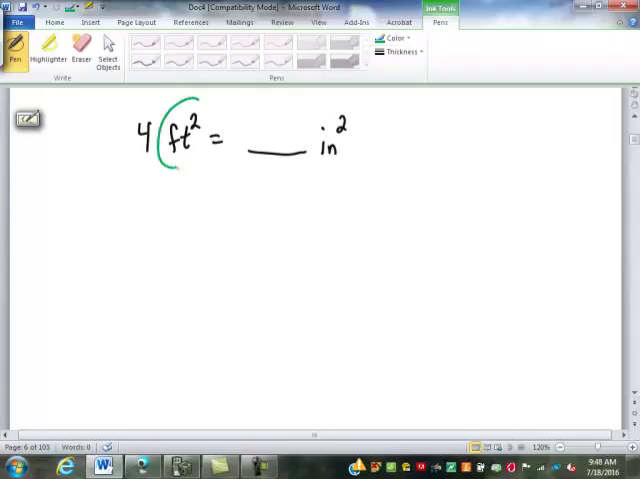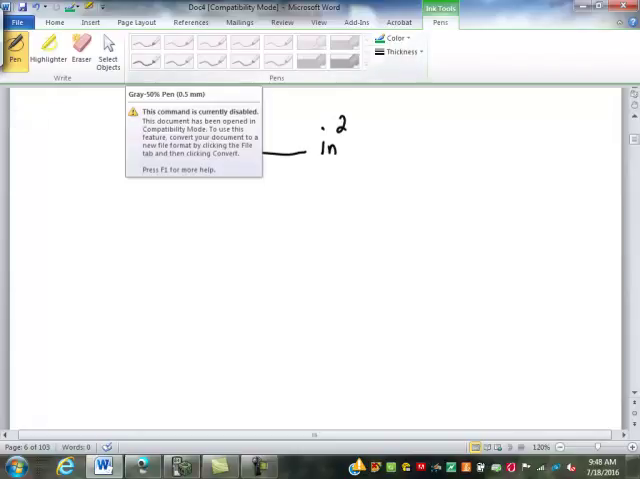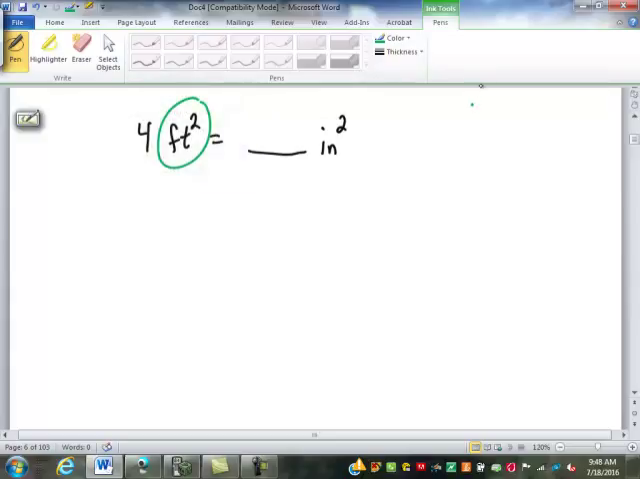What does this symbol mean right here? Of course, FT is feet, but that is square feet. We know that 1 foot equals how many inches? Equals 12 inches. So is this going to be just 48 square inches?